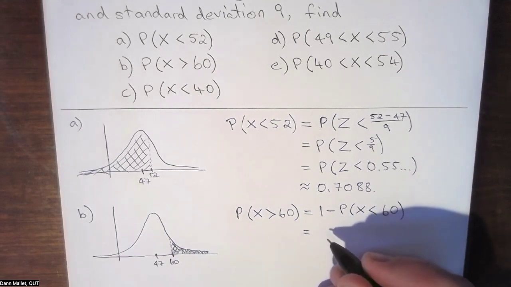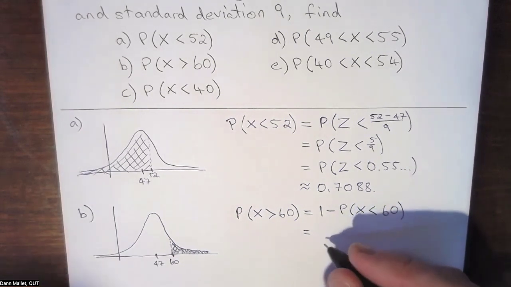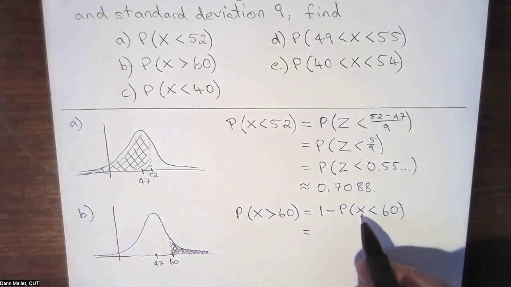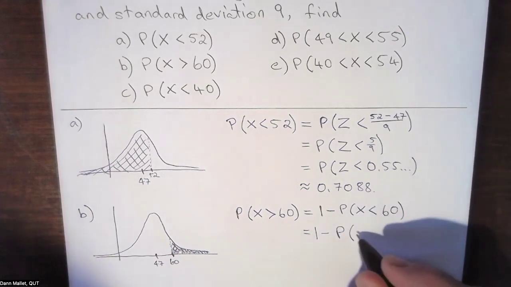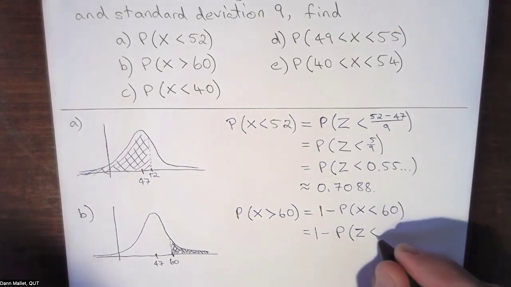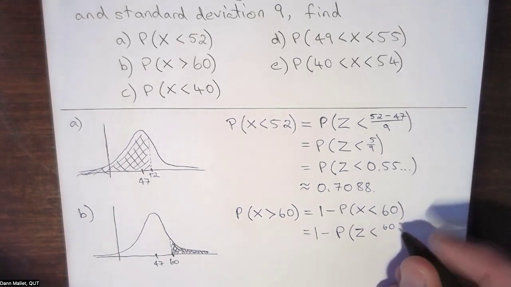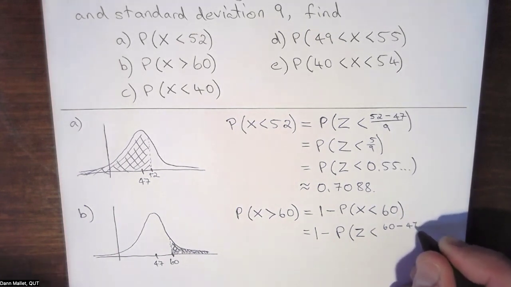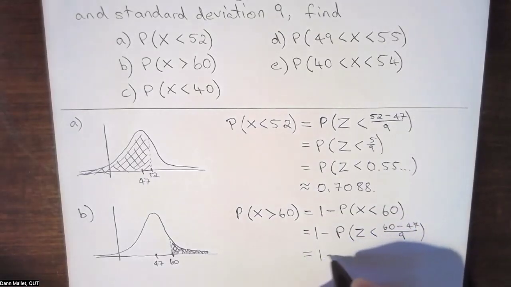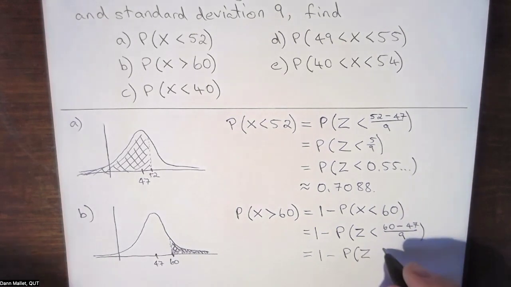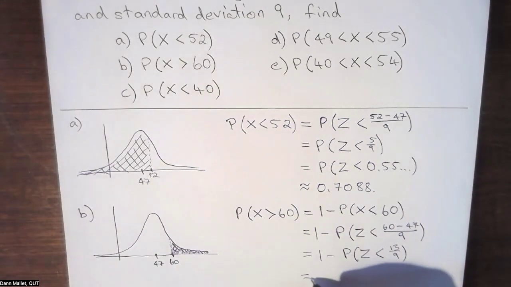Next thing I want to do is, recalling that my probability table is for standard normal, I need to transform my x to a z-score. So I'm going to have 1 minus the probability that not x, but z is less than the transformed version of 60, which is going to be 60 minus the mean, 47, divided by the standard deviation of 9. So that's 1 minus the probability that z is less than 13 over 9, or 1 minus the probability that z is less than 1.44 recurring.